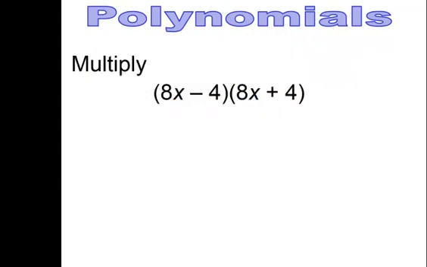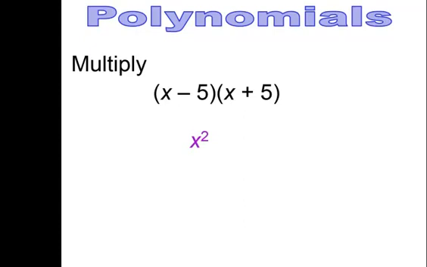Pause and try. First term squared minus the last term squared, you should have gotten 64x squared minus 16. Pause and try. First term squared minus the last term squared, x squared minus 25.